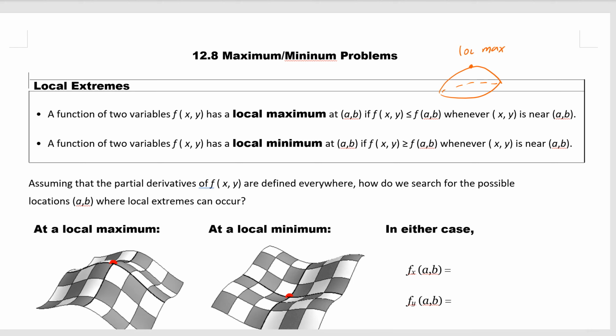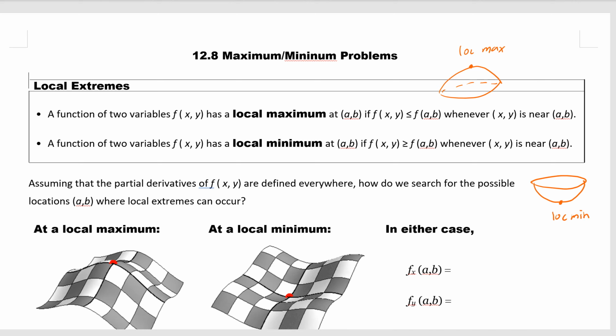A function of two variables has a local minimum if f(x,y) is greater than or equal to f(a,b) whenever (x,y) is near (a,b). Well, then the picture looks like this point, right? The points near it are greater than or equal to this point. Then this guy is a local minimum.